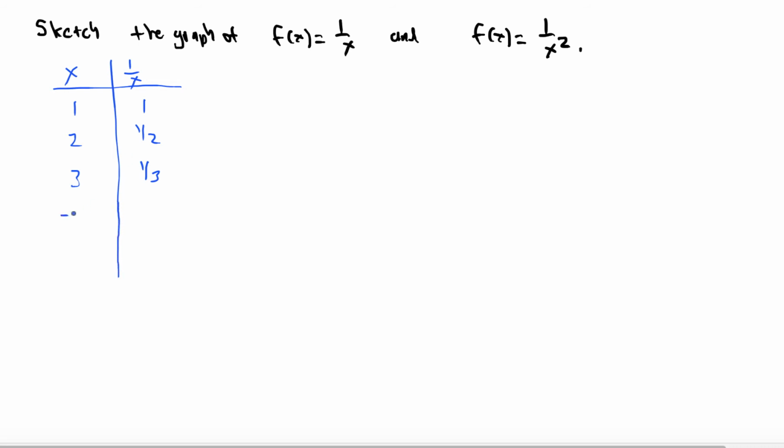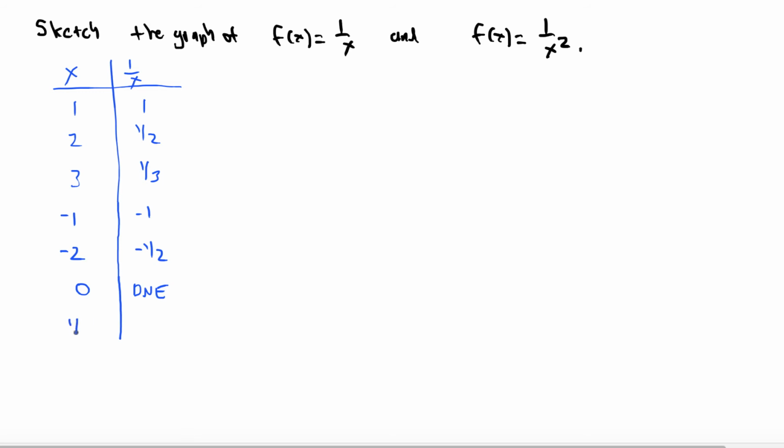But what happens when x is negative 1? Well, we still get negative 1. When x is negative 2, we're going to get negative 1/2, so on and so forth. Okay. What happens when x is 0, though? You notice when we plug in a 0 here, 1 over 0 does not exist.